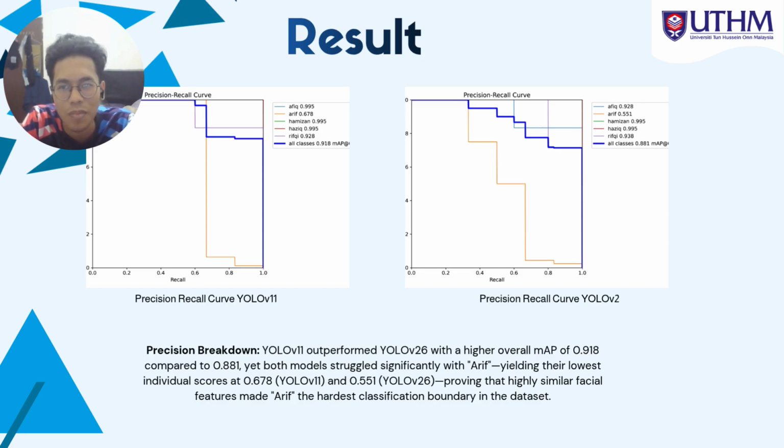Next is the per-class breakdown. YOLO v11 outperformed YOLO 26 with a higher overall mAP of 0.918 compared to 0.881. However, both models struggled significantly with RF, yielding their lowest individual scores at 0.678 for YOLO v11 and 0.551 for YOLO 26. This proves that highly similar facial features made RF the hardest classification boundary in the dataset.